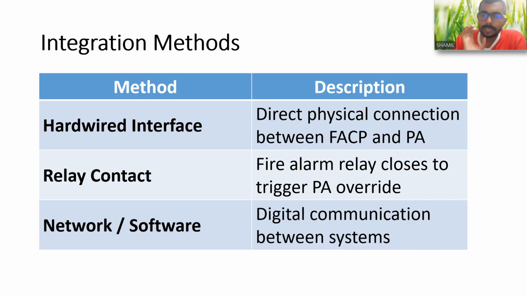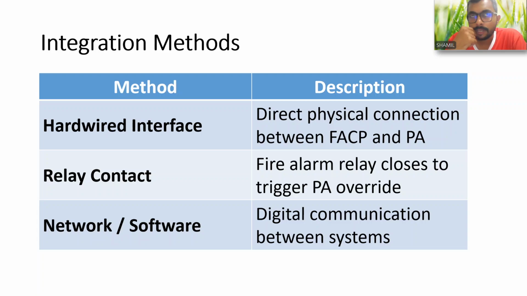Now, what are the integration methods involved between the fire alarm system and the public address system? Let us go through those integration methods. The first method is the hardwired interface. A hardwired interface is a direct physical connection between the FACP and the public address system. Now, what does this mean?